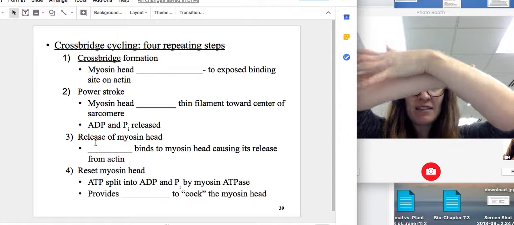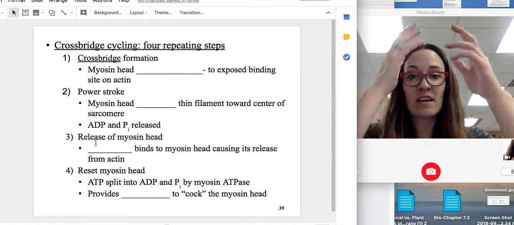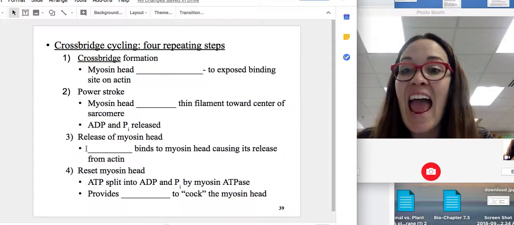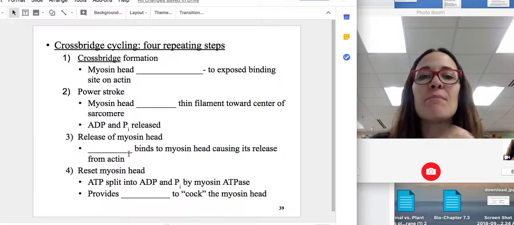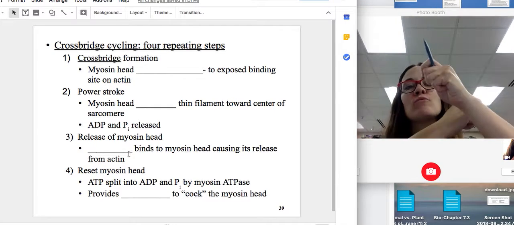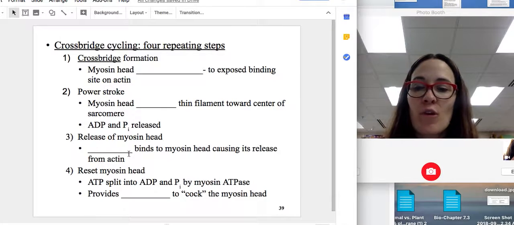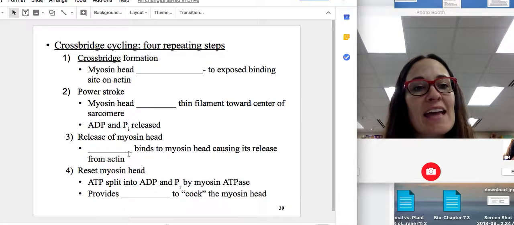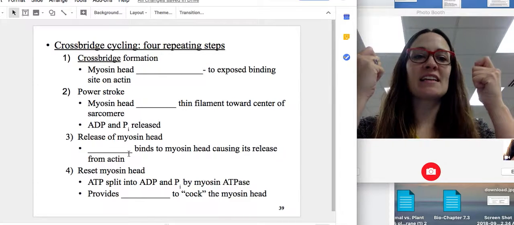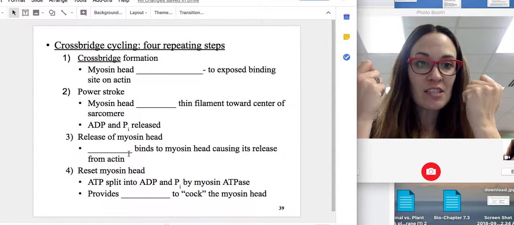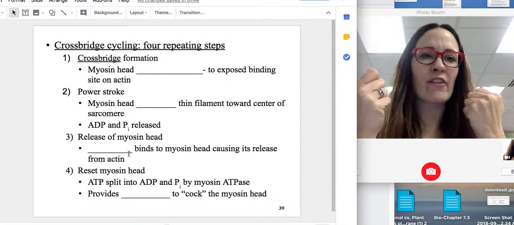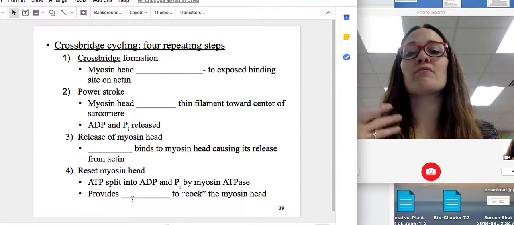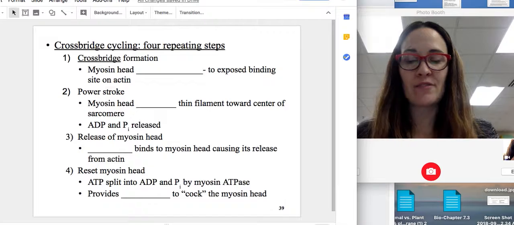And then the third step, it grabs, pulls, and it drops. It drops the actin, because an ATP binds to it. So a new molecule of energy. Fourth step, ATP is split, and essentially that myosin head has been cocked, like you cock a gun, and it's ready to fire again. It's ready to grab actin again. So the ATP provides energy to cock the myosin head.